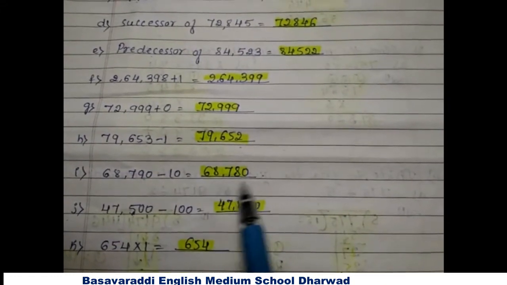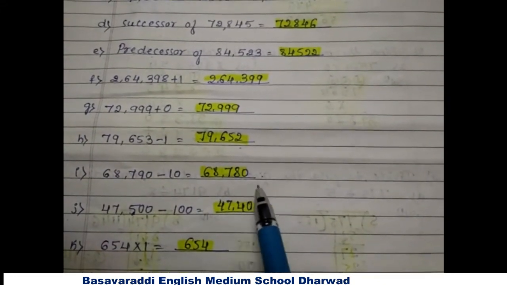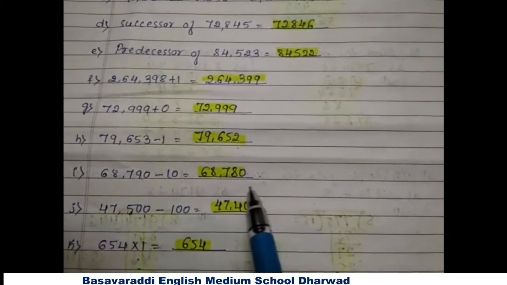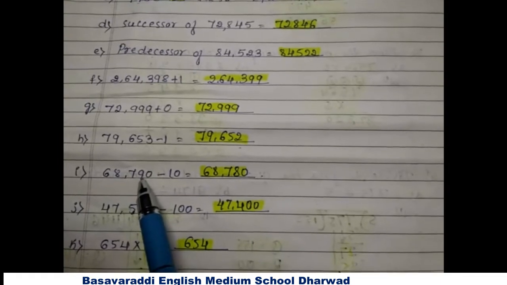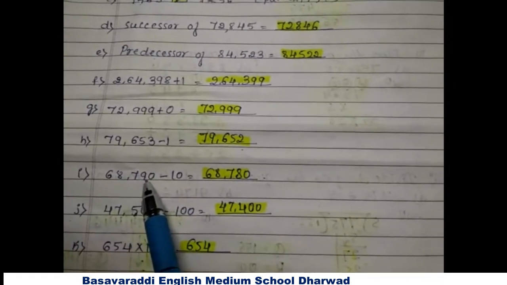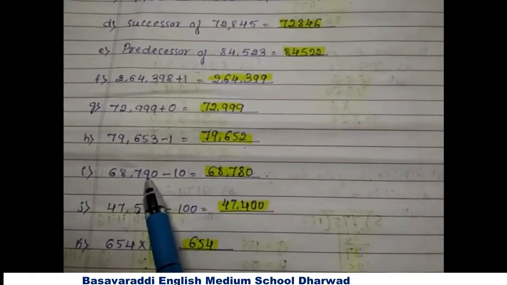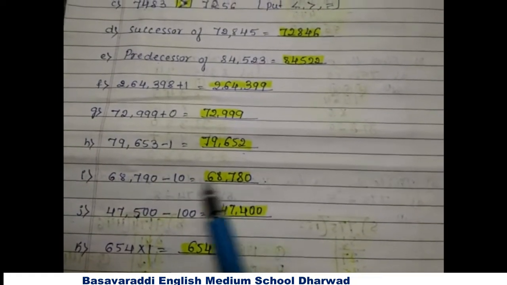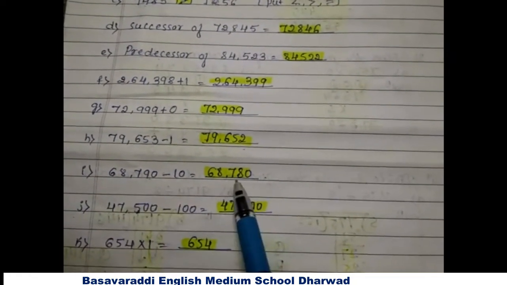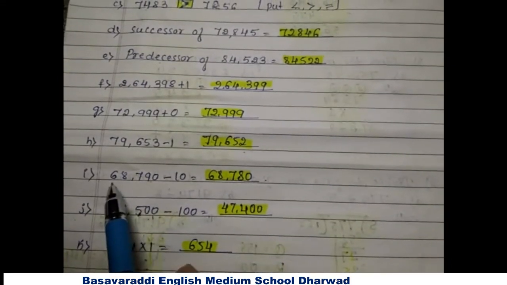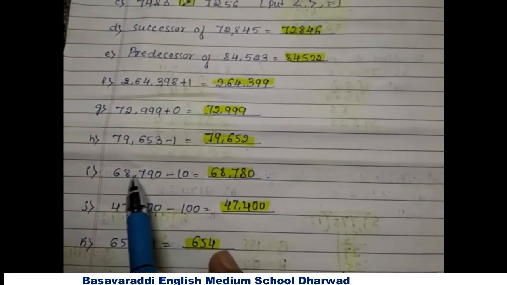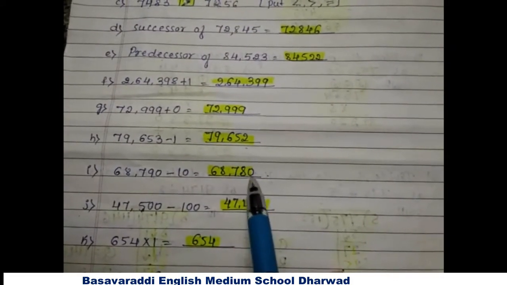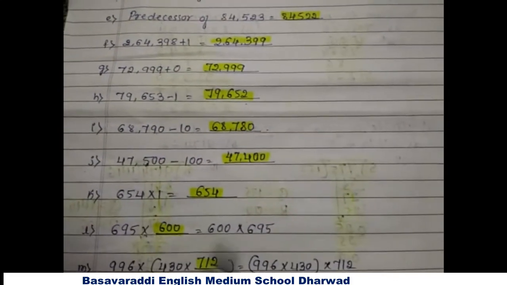That means subtracting 10 from a number, the digit in the tens place is decreased by 1. Okay, the digit in the tens place. So 9 is in the tens place. That number decreases by 1. So 90 minus 10 is equal to 80. The whole number, 68,790 minus 10, is equal to 68,780.